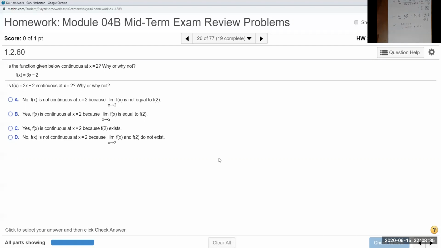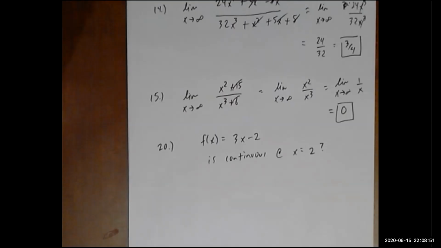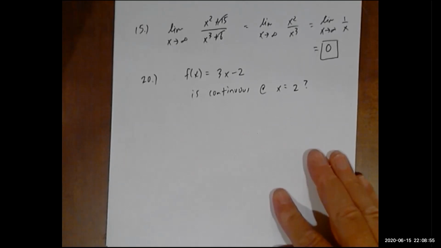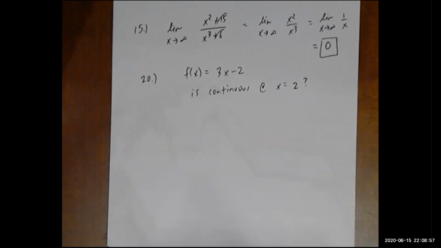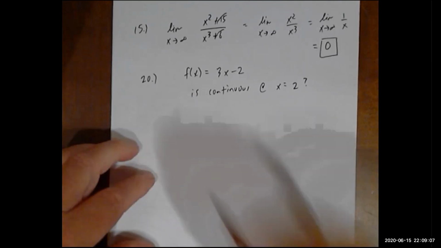And once again, it's interesting, two no answers, two yes answers. So once you figure out if it's no or yes, then you have to look at the reasoning why and pick out the correct one. So let me work this out. So here's problem 20. Here's the function. And we're looking at when x is 2, is this function continuous? So once again, it's a 3-step process.